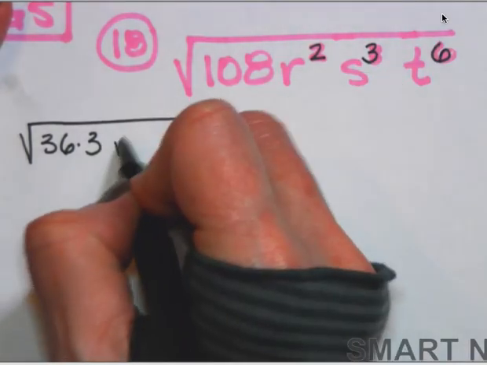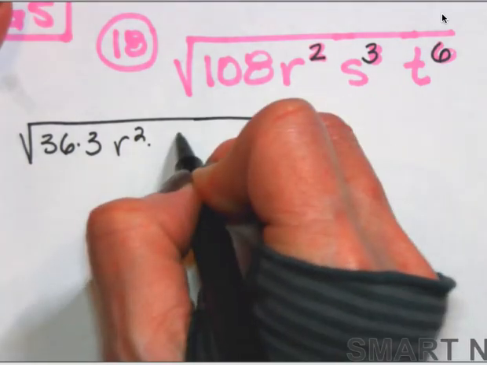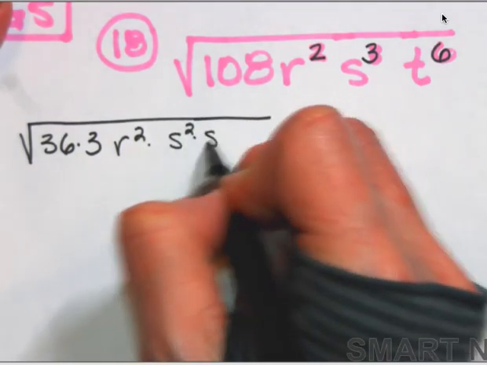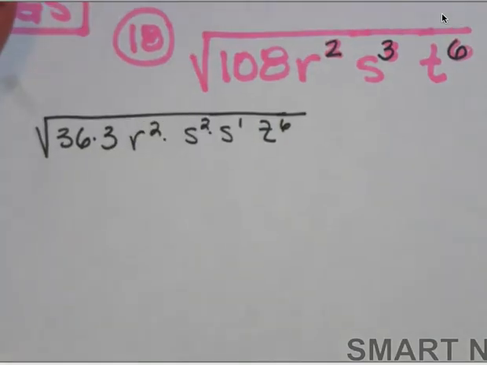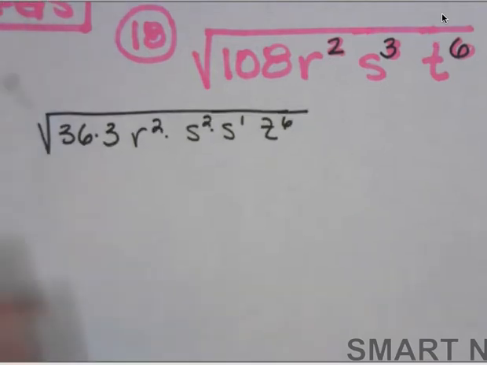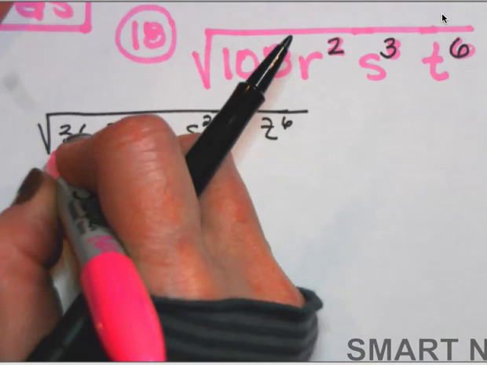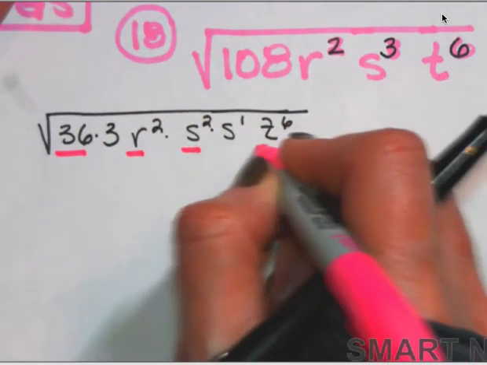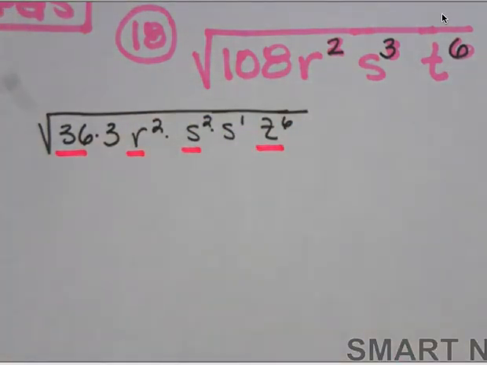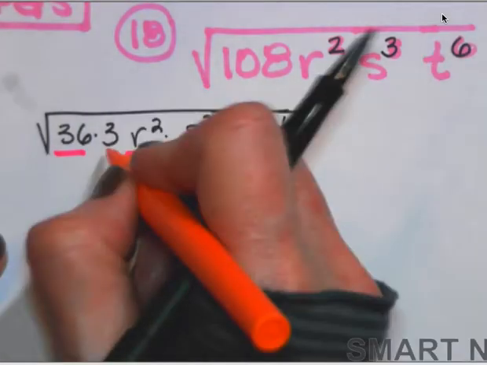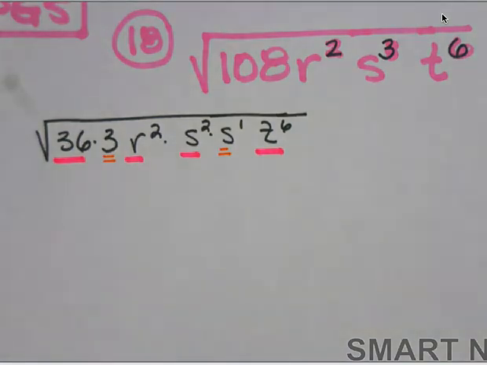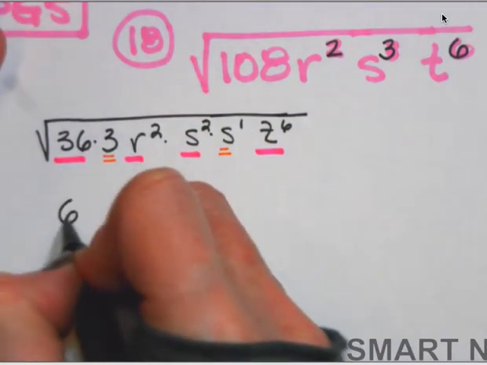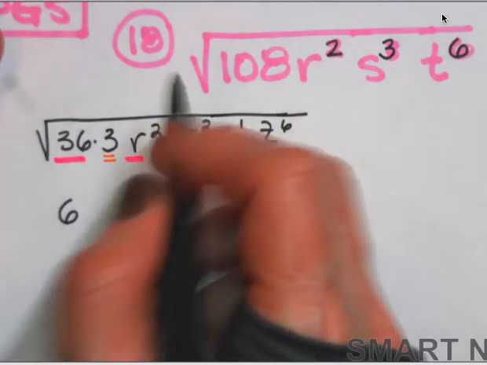So I've got r squared, a perfect square, and s cubed. Well, I need to subtract 1 to get the perfect square. And you don't have to show this amount of detail every single time. I'm just doing this because it's a new skill and I need to make sure that you understand where all the pieces are coming from. So here are my perfect squares. I'll underline my perfect squares. Those are my perfect squares underlined in pink, and then my non-perfect squares right here. So I'm going to clean this up. 36 comes out as 6. r squared, well, 2 divided by 2 is 1.